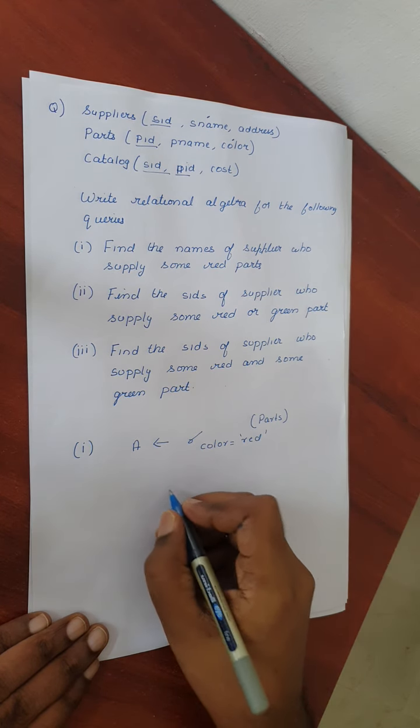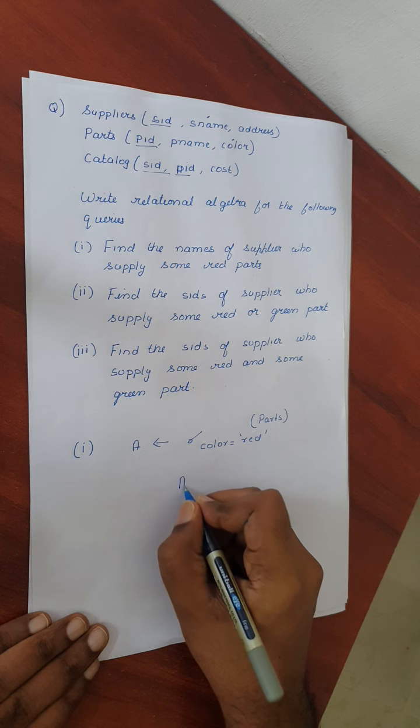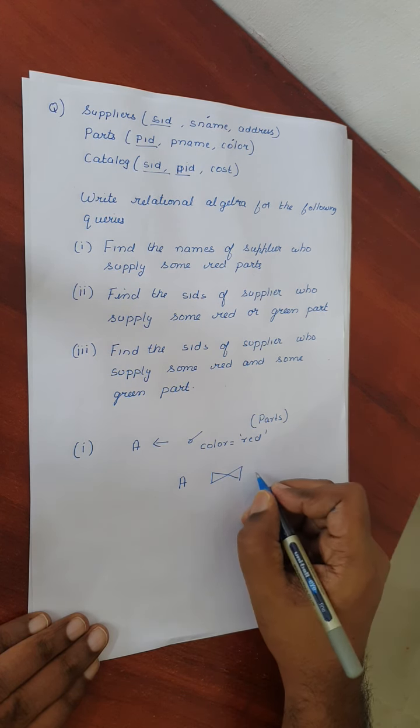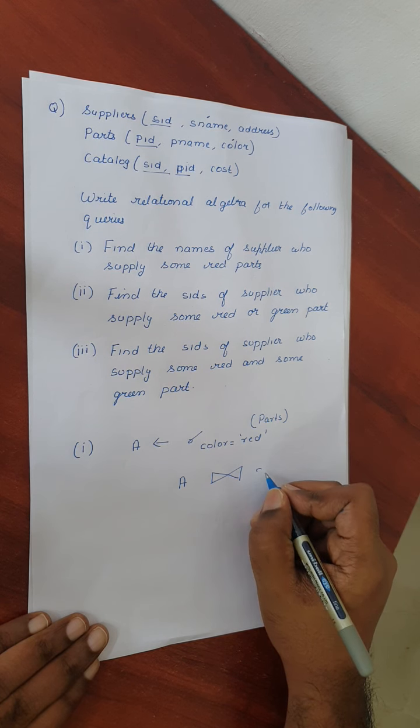Now this A will be combined with this one, catalog. That is our next task. So this A we will join with the catalog, not the supplier.